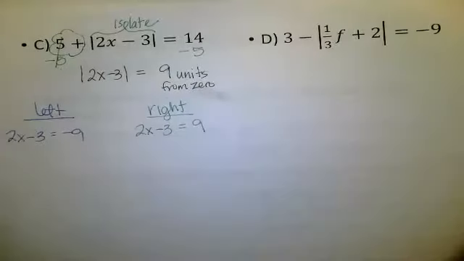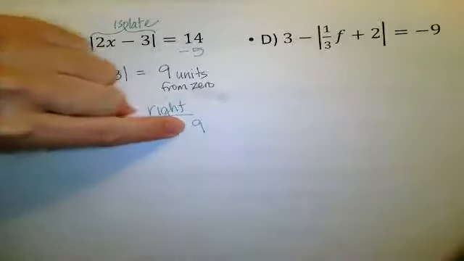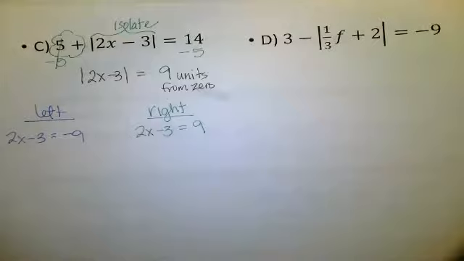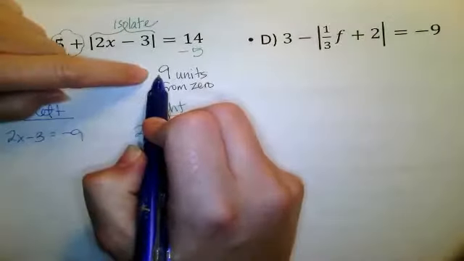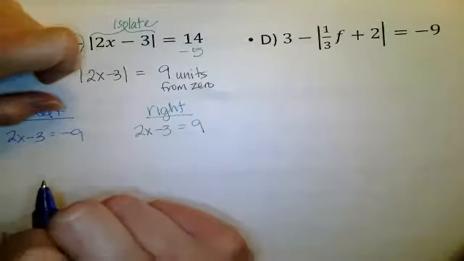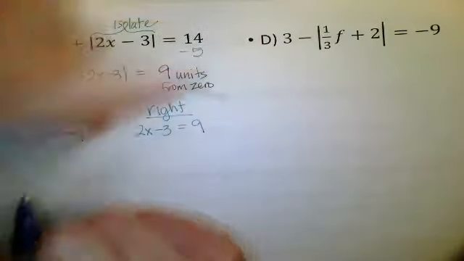And now we can solve. This is the important part, people. Can you set this up properly? Units to the left gets the negative, units to the right gets the positive. That's it. What if your absolute value was equal to negative 9? Is that possible? That would not be possible. You think that here, but that's not quite what's going to happen.